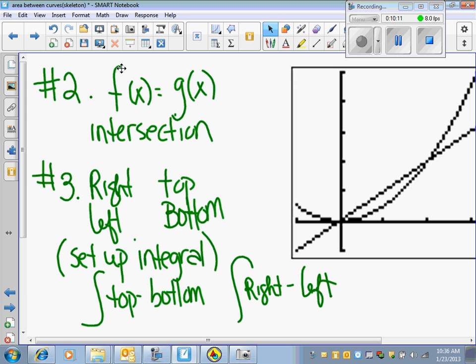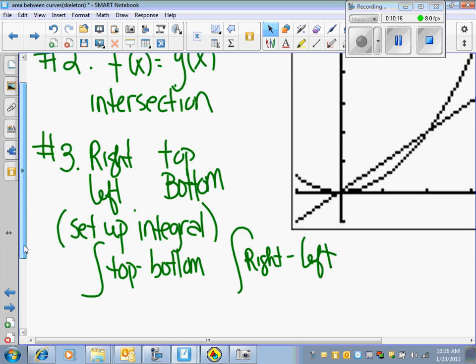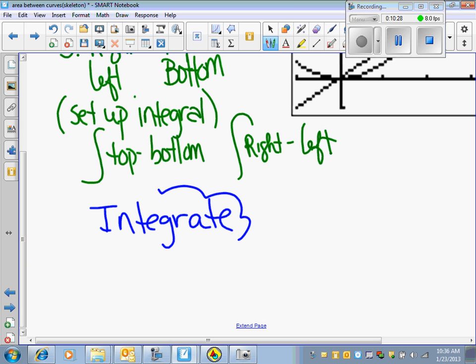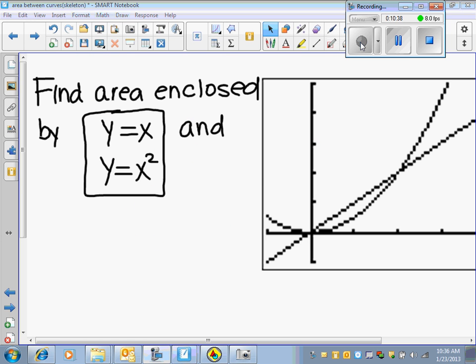The last thing you want to do is what? What do you think it is? You guessed it. The last thing is we integrate. So these are the steps. And I think that was step 4? So let's put it to you.